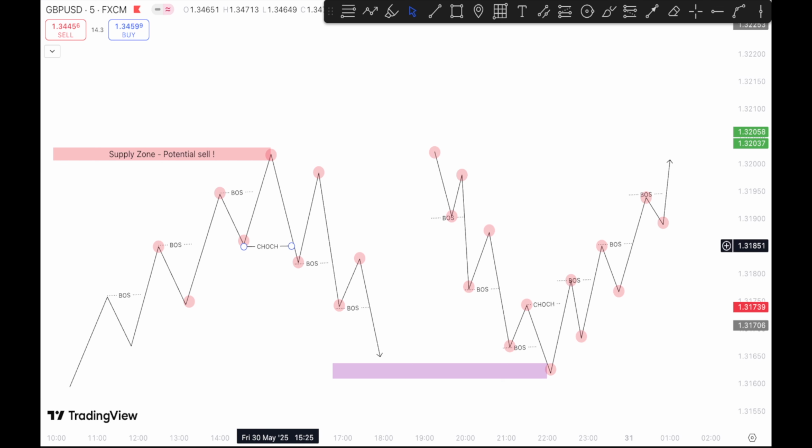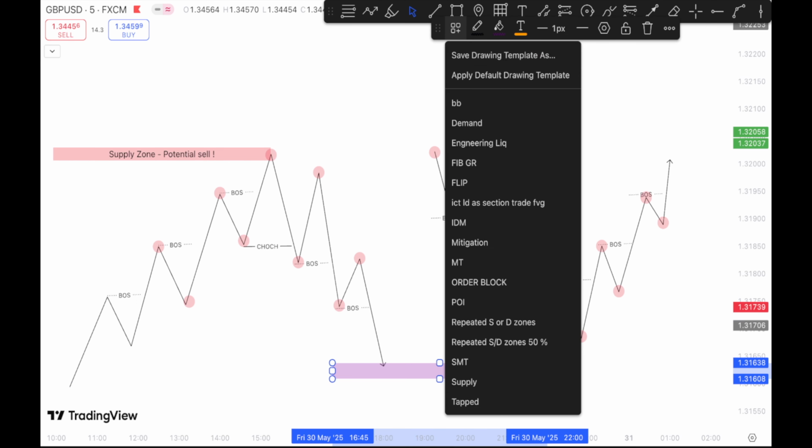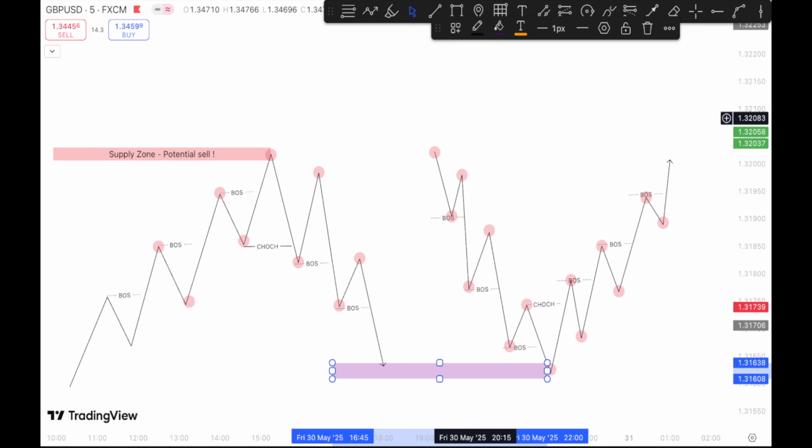After a change of character, the market continues making new breakup structures to the downside by setting new lower highs and lower lows until the market taps any demand zone. And when the market taps any demand zone, the trend has to shift. The market was bearish and now it converts to bullish.